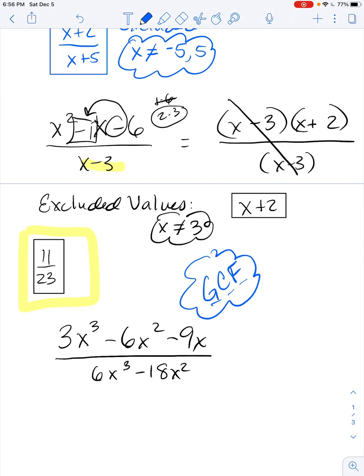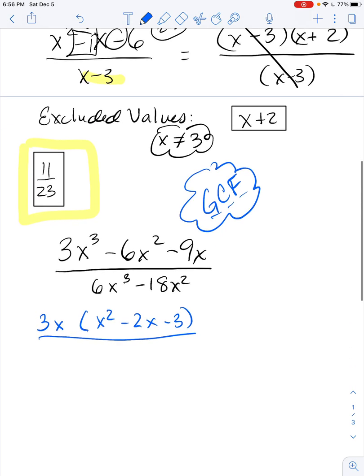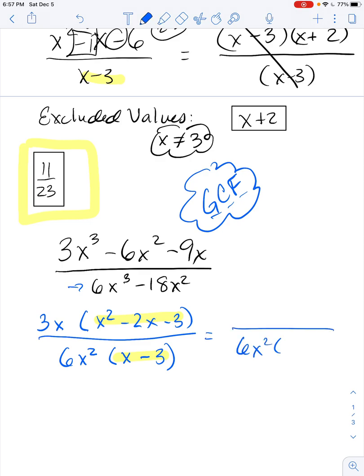And I can see that in the top, I could take out a 3x, leaving me with x squared minus 2x minus 3. On the bottom, my greatest common factor will be a 6x squared, leaving me, if I take that out of here, with an x minus 3. But you have to be careful, because once you've taken out that GCF, you still have to look at what you got left in each situation and decide if that factors. On the bottom, this will not factor anymore because it's just a plain x, it's not to a power.